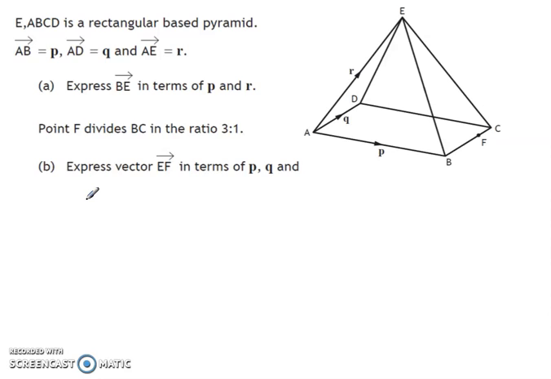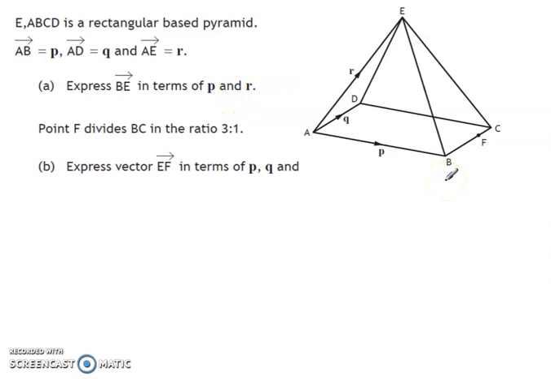First one is expressing a vector in terms of other vectors, so different vector pathways. And the second one is looking at a vector being divided in a certain ratio and how we then calculate a vector journey taking this into account. So first one, part A, let's start with this bit here. I want to express the vector b to e in terms of p and r.